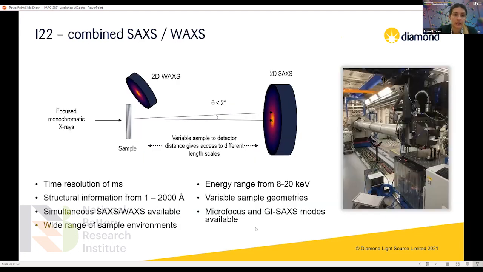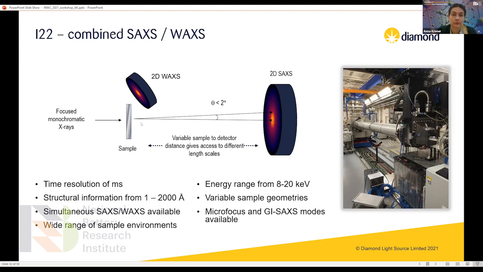So this is the typical setup for the experiment. You can just see it from here, where we have the sample positioned at this end and the detector quite far away. So we have the monochromatic beam focused on the sample, and the distance of the SAXS detector will very much depend on the range of the particle size we want to study.